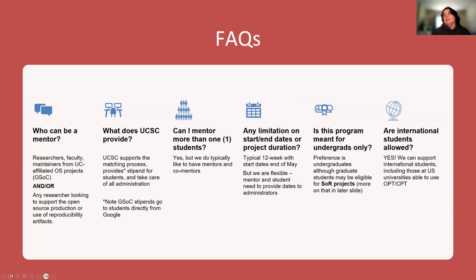We typically expect there to be at least one UC affiliated maintainer involved, but I can also talk a little bit more about that. If people have specific questions, they can always reach out to me. And of course, for reproducibility, we're a little bit more open. We're looking really for any researcher, faculty, maintainer, or graduate student that's looking to support open source production or use of reproducibility artifacts. So a much wider range of folks.